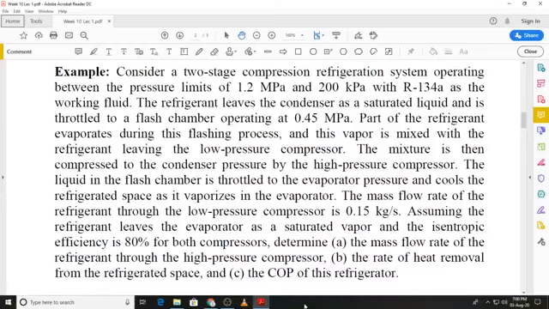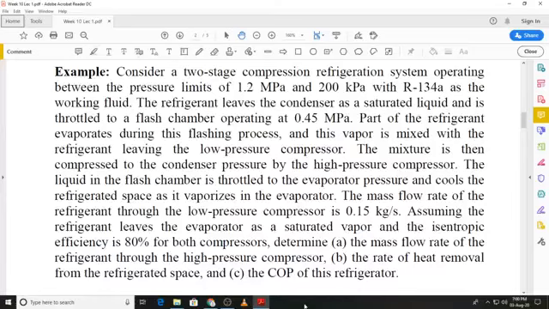Okay, we have a two-stage compression system. We are given the pressure limits. That means 1.2 megapascal is the condensing pressure and 200 kilopascal is the evaporator pressure. The refrigerant is R134A, and we have a flash chamber which operates at 0.45 megapascals.